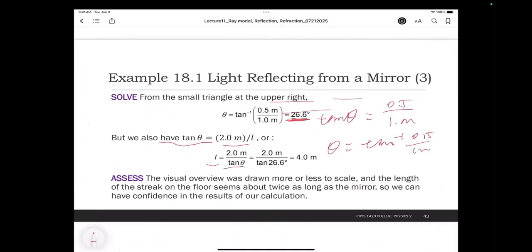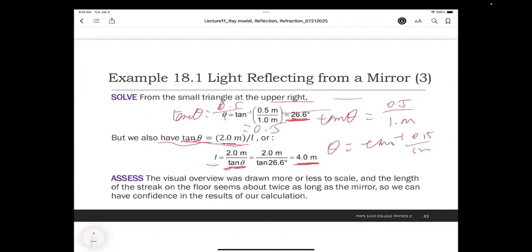L equals 2 divided by tangent theta. Because we know the tangent of theta equals 0.5 divided by 1, which is 0.5, this means L equals 4 meters. Does that make sense to you?